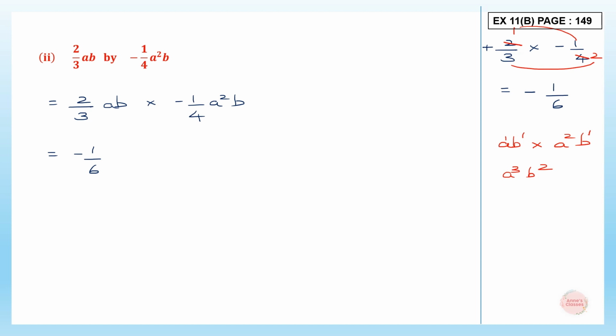So since it's multiplication, I write it down, a to the power of 3 and b to the power of 2. So what is my final answer? My final answer is this, minus 1 by 6, a to the power of 3 and b to the power of 2.